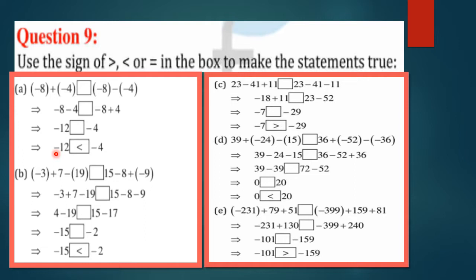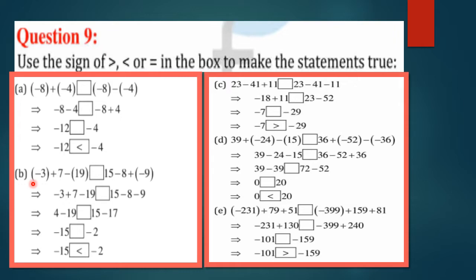That means minus 12 is less than minus 4. When both are minus, the greater number will be the smallest. So minus 12 is less than minus 4. So in this box we have to put less than.